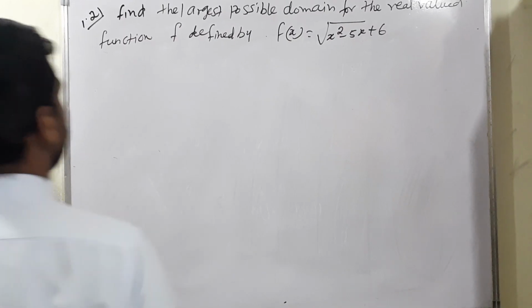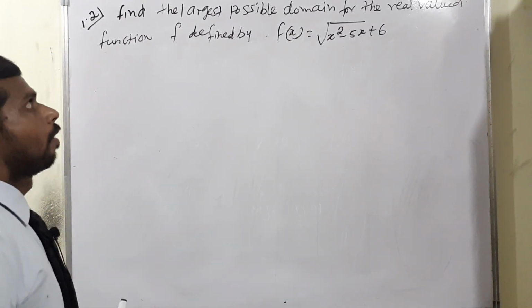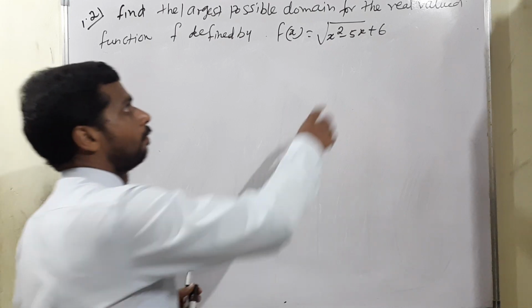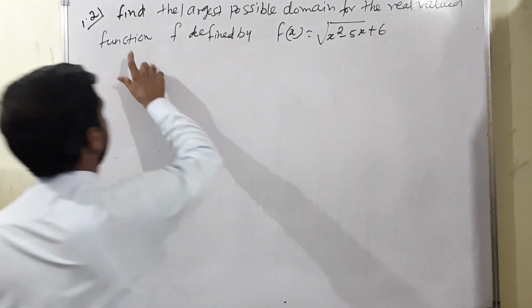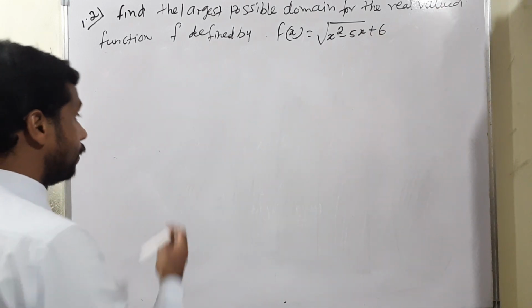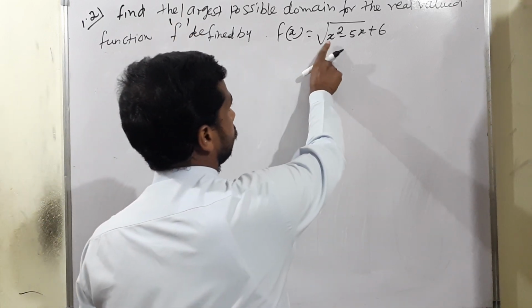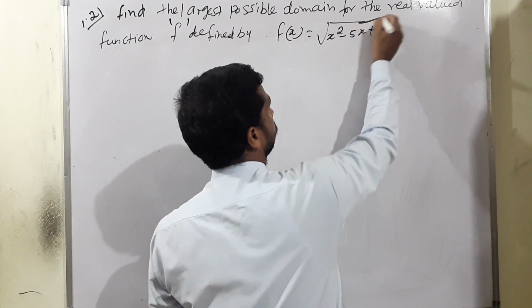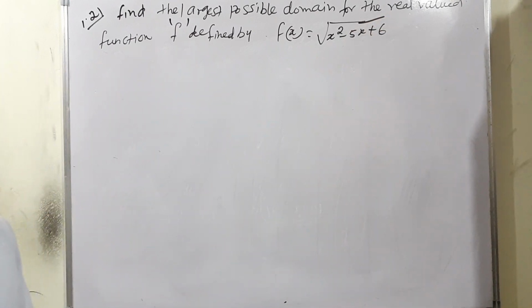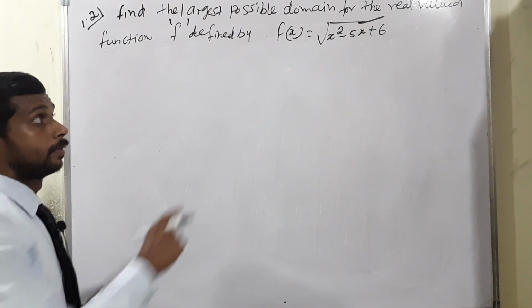Question 1.21: find the largest possible domain for the real valued function f defined by f of x is equal to square root of x square minus 5x plus 6. So one important condition is there.